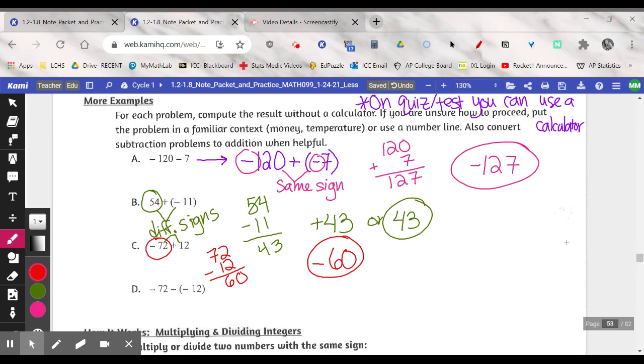The last one, D, we are going to change to addition. So remember from before that if you are subtracting a negative, it is the same as adding a positive. So this one changed to negative 72 plus 12. And if you look at letter C, you can see that it's actually the same exact problem. So we get the same answer as C, negative 60.